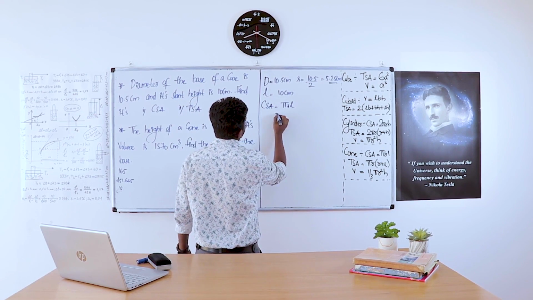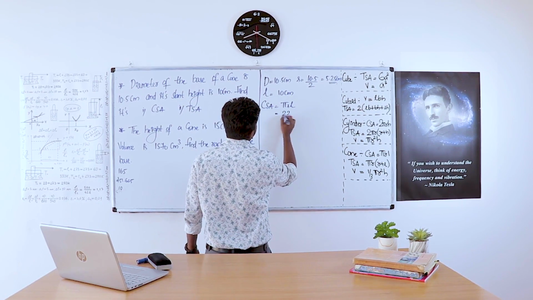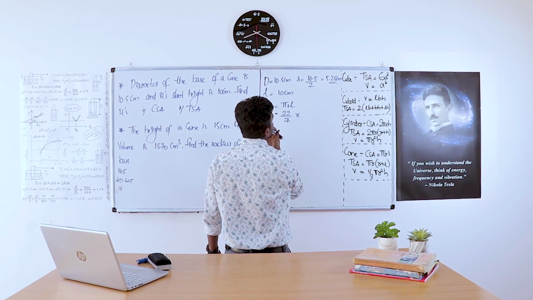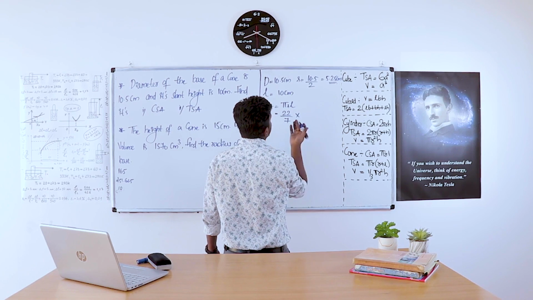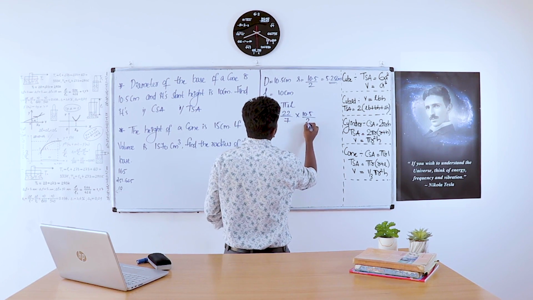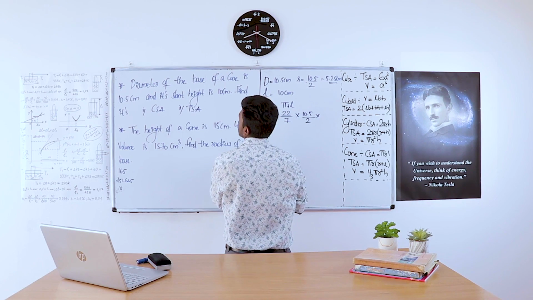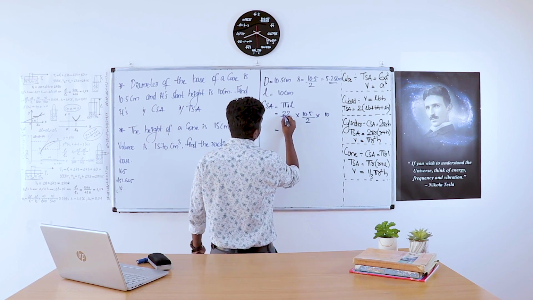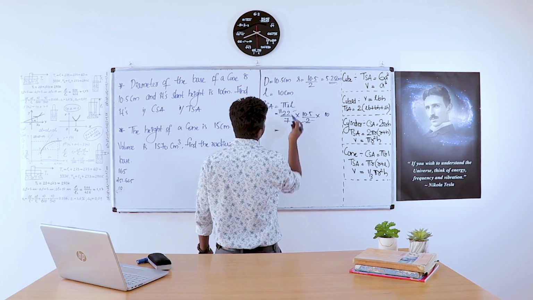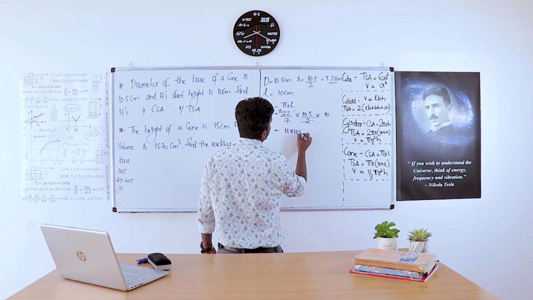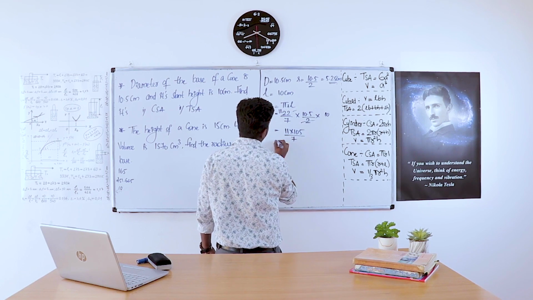So substituting the values, pi is 22 by 7 into radius, which is 10.5 divided by 2, otherwise 5.25, into slant height l, which is 10 centimeter. So this 22 and 2 can be cancelled. Here it becomes 11. Then 10.5 into 10 becomes 105. So 11 into 105 divided by 7.